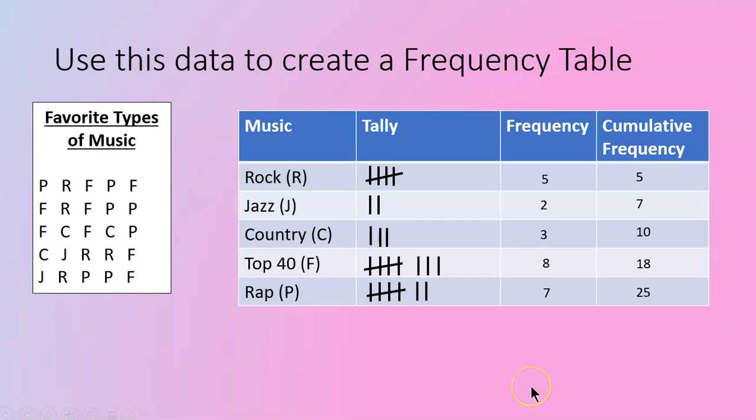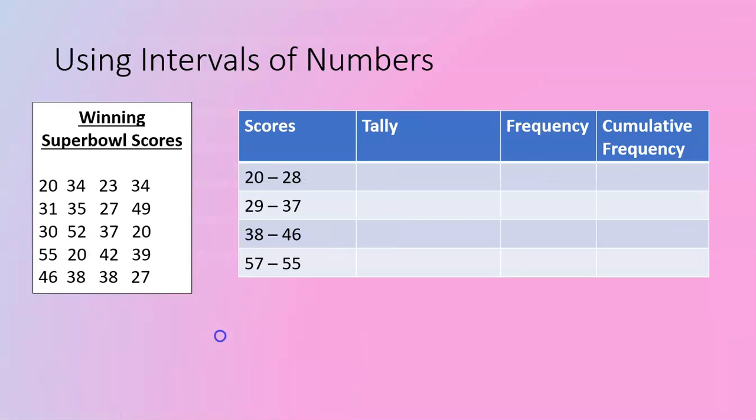Okay? So when you're done, it should look like this. Now let's look at one that needs intervals, because a lot of times that's what's going to happen with a histogram. That's what you need to do with the histogram. We could do a standard bar graph with the previous one, but this one is intervals. All right? So these are winning Super Bowl scores, and we've got 20, 34, 23, 34, 31, and so on. I don't need to read them all.